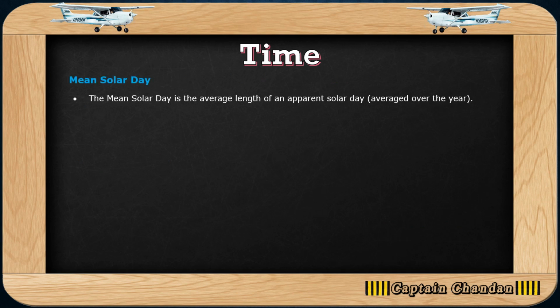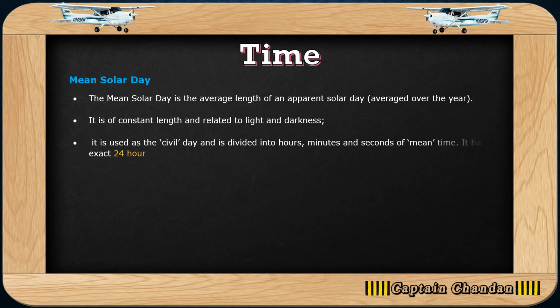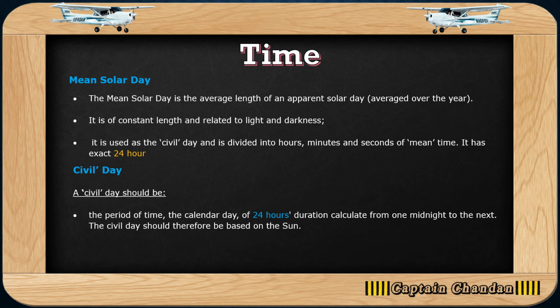Mean solar day. The mean solar day is the average length of an apparent solar day. It is a constant length and related to light and darkness. It is used as a civil day and divided into hours, minutes and seconds. It has exactly 24 hours. Civil day. A civil day should be the period of time of the calendar day of 24 hours duration, calculated from one midnight to the next. The civil day should therefore be based on the sun. Civil days should be of constant length.